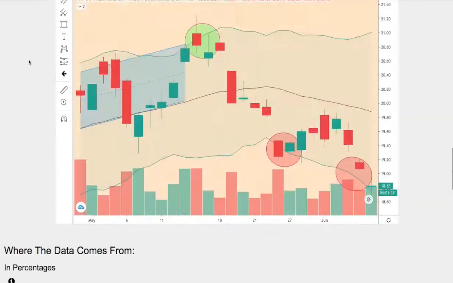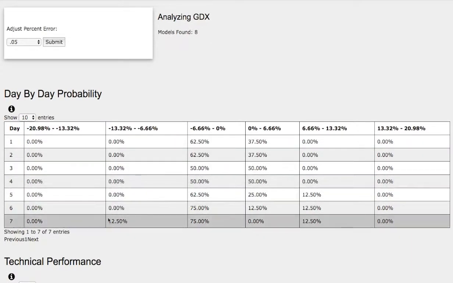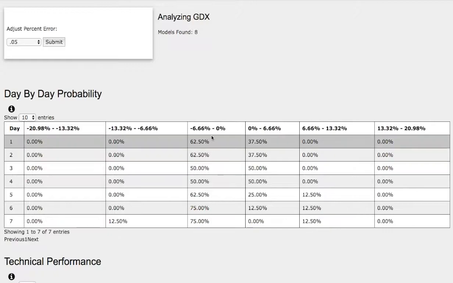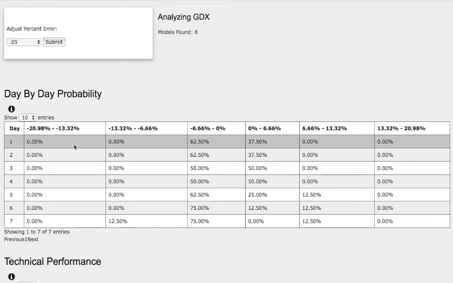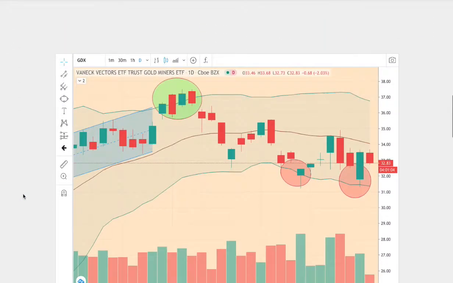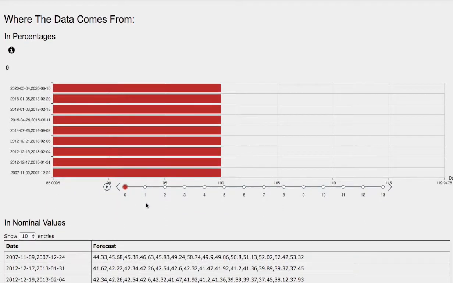So now let's examine the day-by-day probability model for GDX. As we progress to the 7th day, we have a 12% chance for GDX to climb higher between 6% to 13%, and to the downside we have a 75% chance for GDX to fall between 0 to 6%, and in the extreme case to the downside we have a 12% chance for GDX to fall between negative 6% to negative 13%. So let's examine the day-by-day forecast for GDX. Again, these models are now available in the link below, so do check it out.